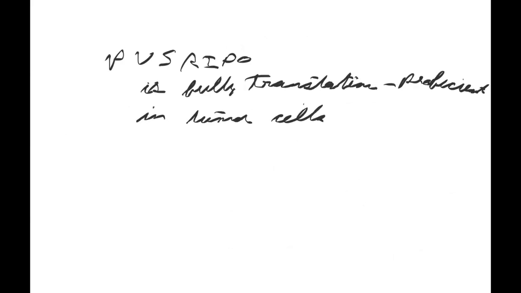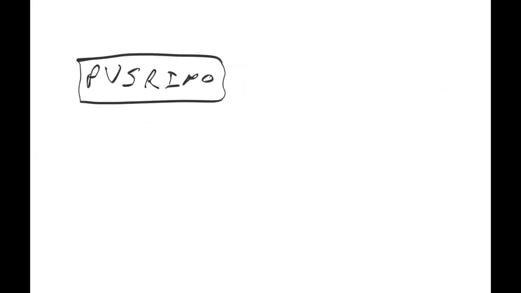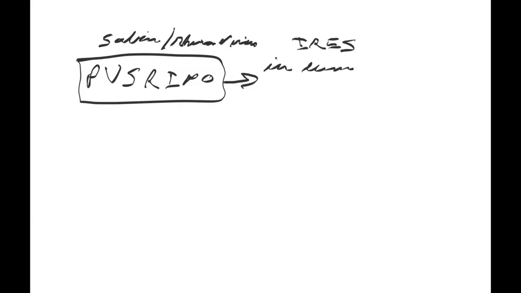All right, so let's go back. PVSRIPO. This is the treatment for the glioblastoma. And this is a chimera between Sabin polio and the rhinovirus in this IRES region. It works because it works in tumor cells.